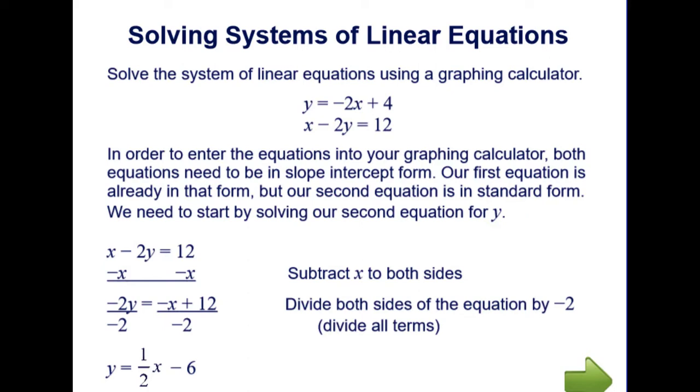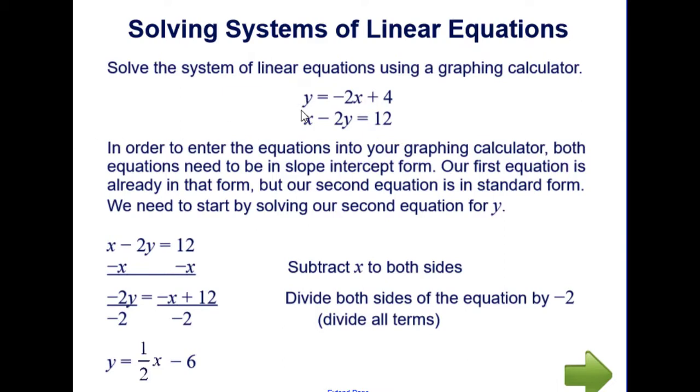Solving a system of linear equations using the graphing calculator can be tricky, but let's use this system to go through the buttons and try to follow along with your graphing calculator. So the system is y equals negative 2x plus 4 and x minus 2y equals 12.